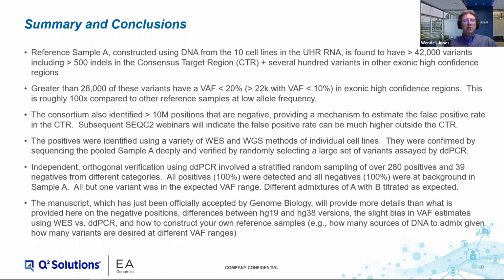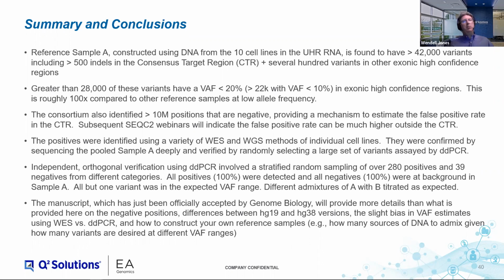The positives were identified using a variety of methods, whole exome and whole genome sequencing methods, that were confirmed by sequencing the actual pool itself very deeply, and then a random selection of those with stratification was done via droplet digital PCR with 100% confirmation. If we also look at the droplet digital PCR results for the admixtures, we see that the admixtures are titrating as expected, and all but one had an allele frequency in the expected range given the results from sample A.